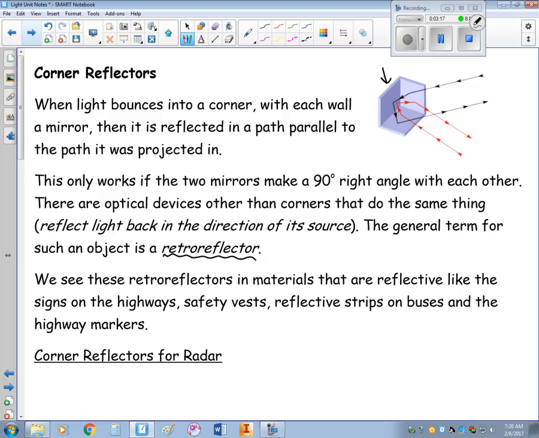We see these retroreflectors in materials that are reflective. Think about signs on the highway, how they are kind of shiny. If you were to take a close look at them, you would see that the sign is made up of really tiny corner reflectors. On the highway, those little reflectors along the middle of the highway, they look yellow. Those are all made up of tiny little corner reflectors. Safety vests that you may wear if you're working with traffic, the reflective strips on buses, all of those things are corner reflectors.